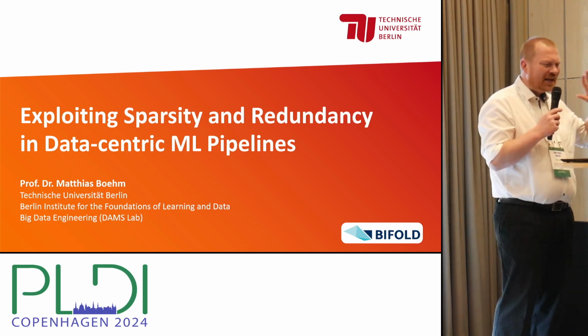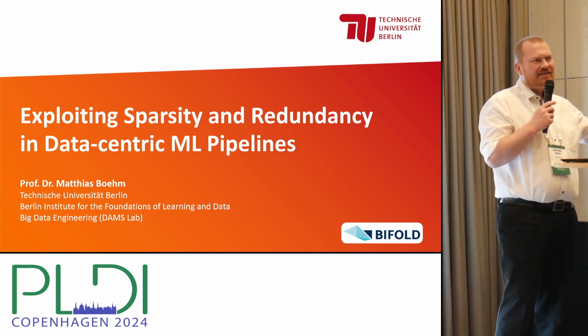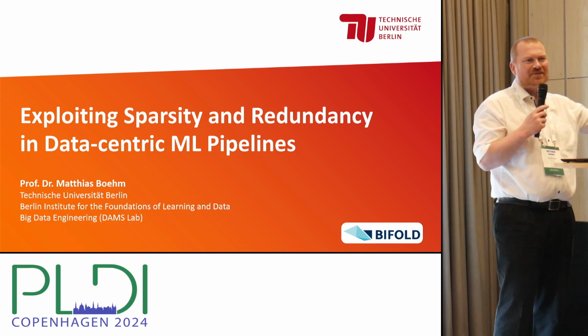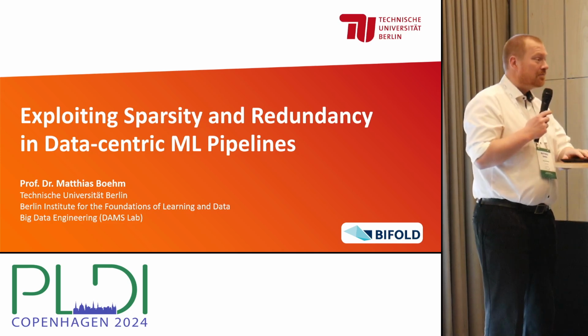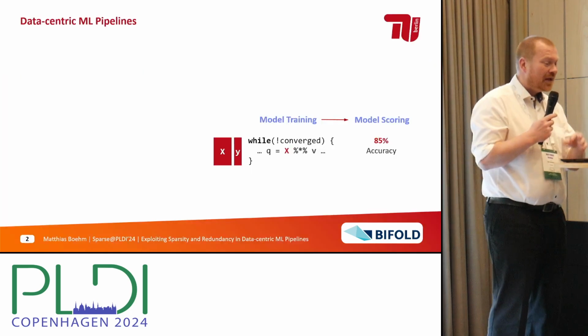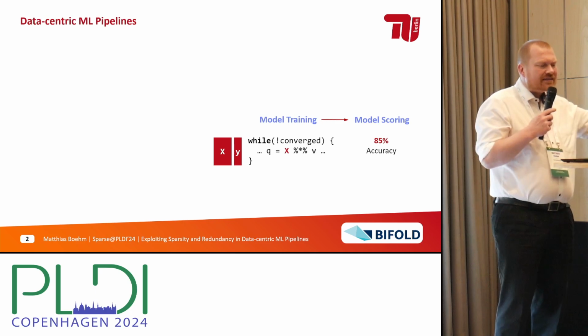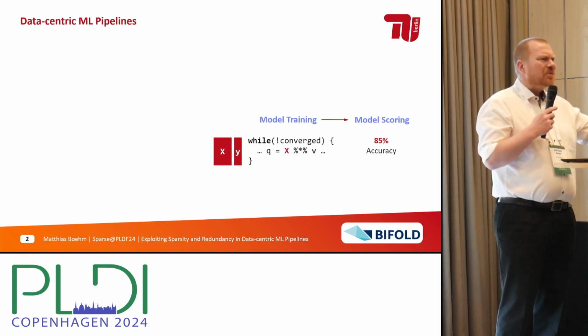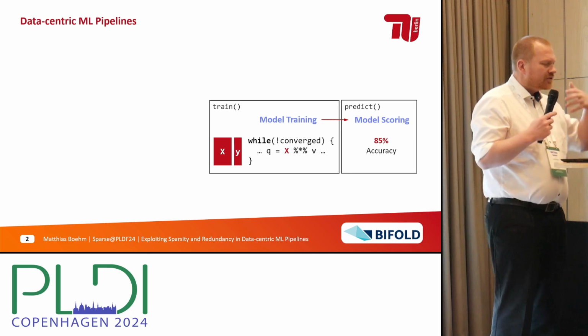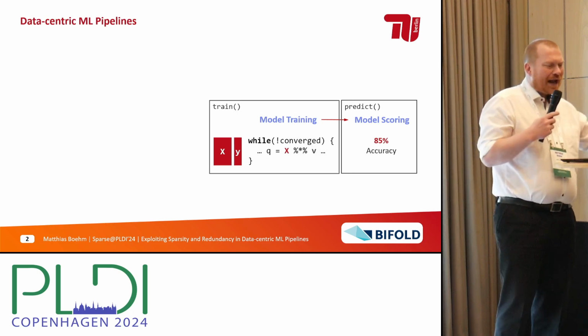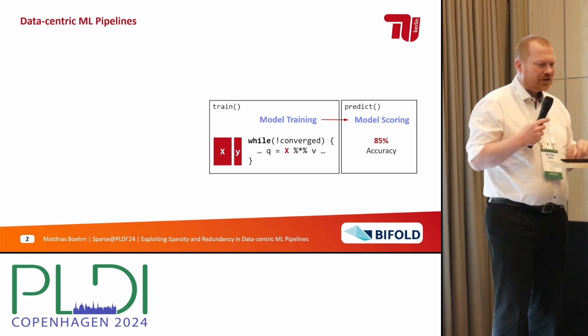This is all about exploiting sparsity and redundancy, which nicely links to some of the concepts on lossless compression, specifically in data-centric ML pipelines. So what is a data-centric ML pipeline? You are probably all familiar with the classical ML pipelines of some iterative procedure to train a model, and then once we have this model, deploy this model into practice. Typically, those procedures are wrapped into library functions that you can utilize.